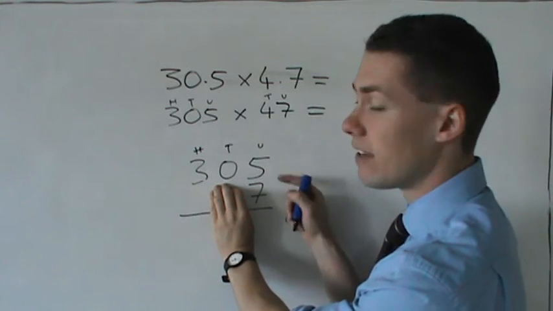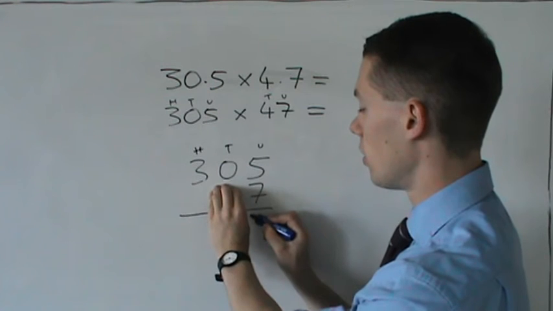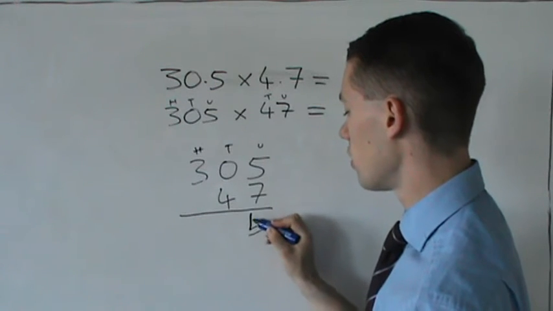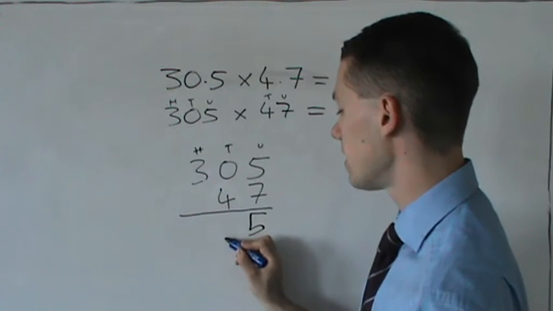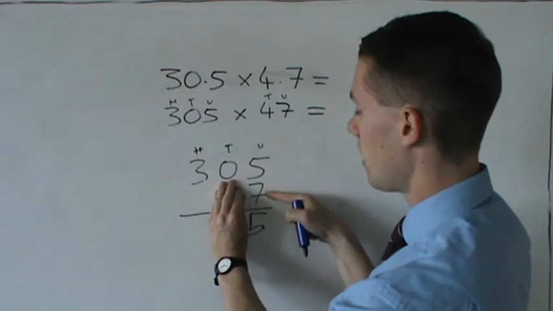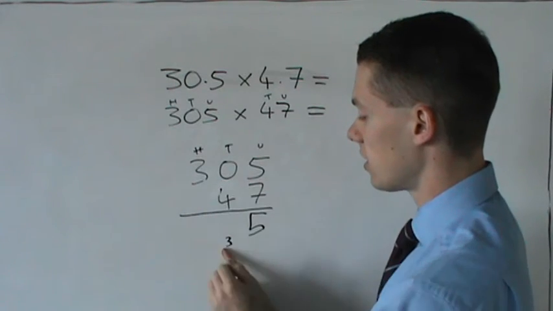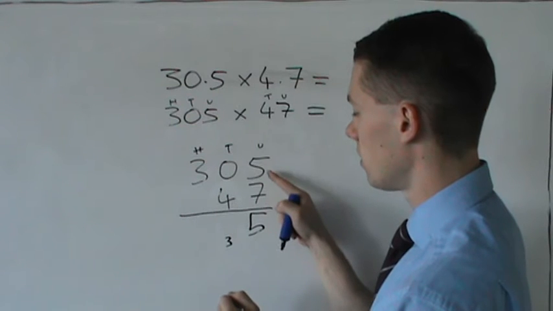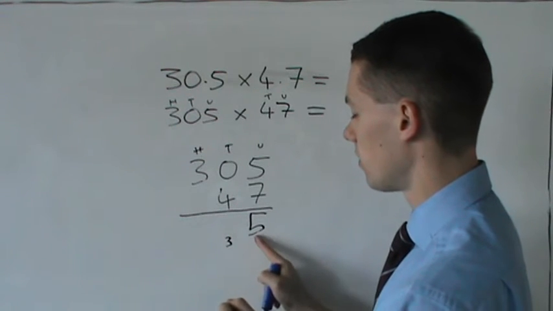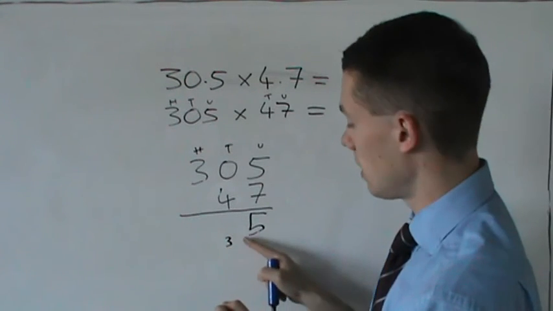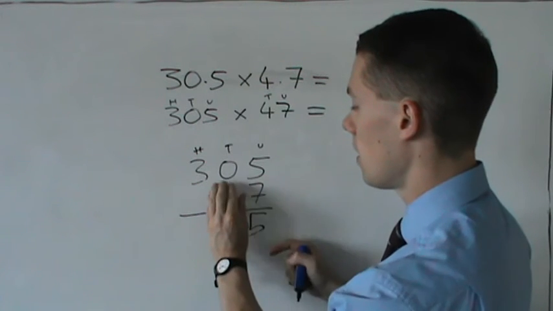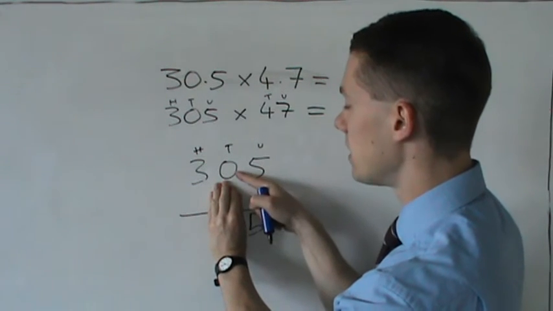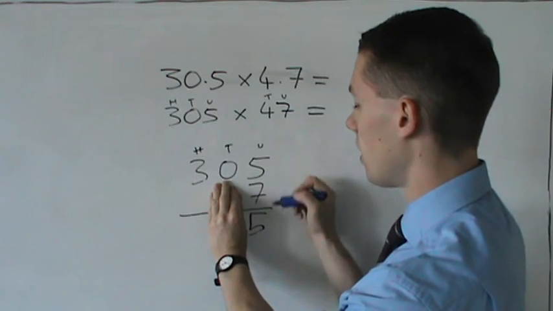7 times 5 is 35, which I write below. The units, the 5, goes below, and the tens carries. So 7 times 5 is 35. Tens next door as a remainder, and the units below. Next, I have 7 times 0. So that's the first one done.